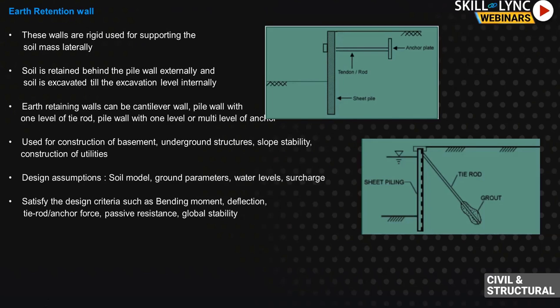So you have to give the stiffness of the sheet pile, and you will have to check your design for bending moment, deflection, forces in your struts, forces in your anchors, and your passive resistance. I'll tell you what passive resistance is, and also the global stability of the whole sheet pile. There is even the surcharge. So the design assumptions will cover even the surcharge.